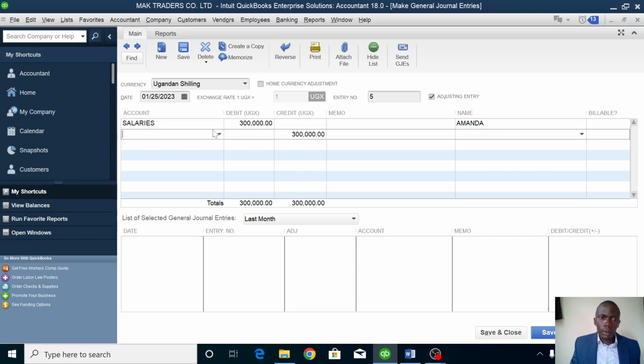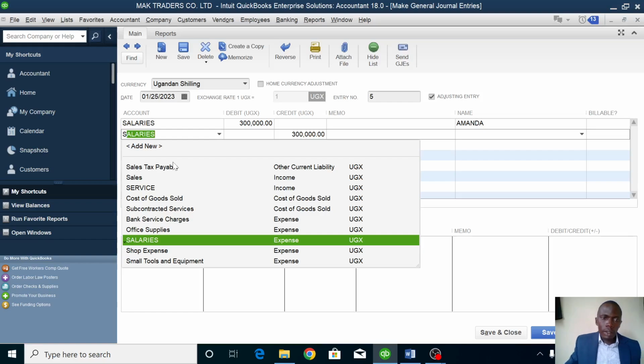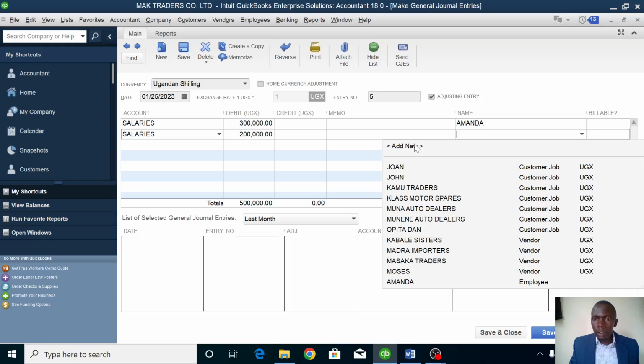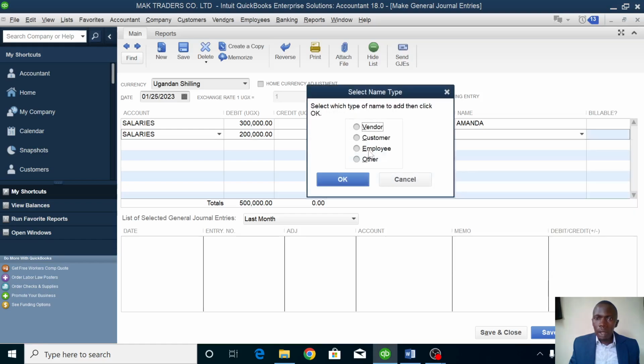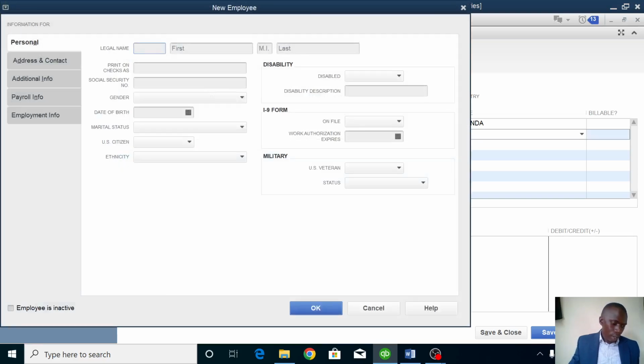So we go to the next. It is also under salaries. Salary worth 200,000. Then we go back here. We input our employee. Our employee was Katate.